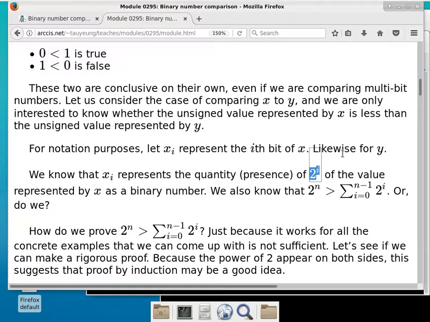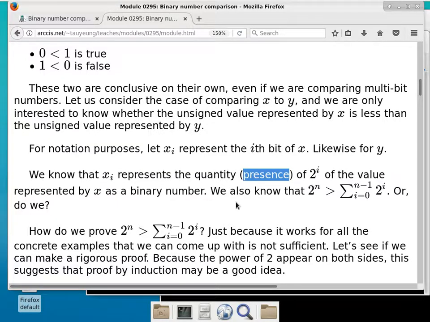Is that okay? Does anyone know why I put presence in parentheses instead of quantity? Because in base 2, what is the largest quantity of a particular power of 2 that you can have as a base 2 number?